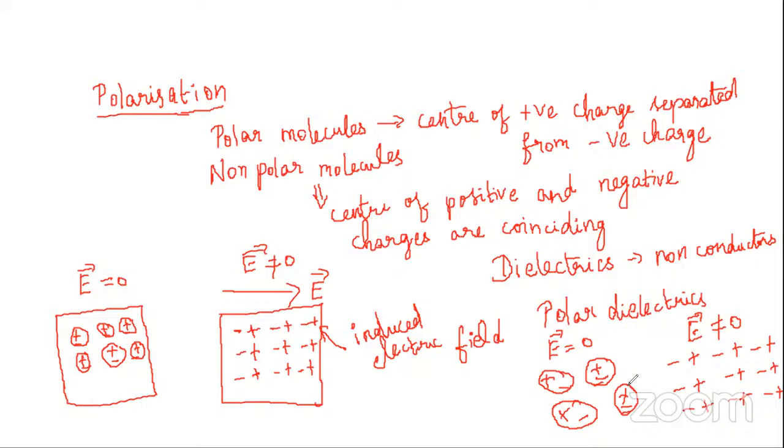The polarization is given by capital P, and that is equal to alpha into E, right? Alpha is the polarizability of the molecule and E is the electric field. So this is the formula for polarization. This is what dielectrics and polarization are all about. I think you all understood the concept very well.